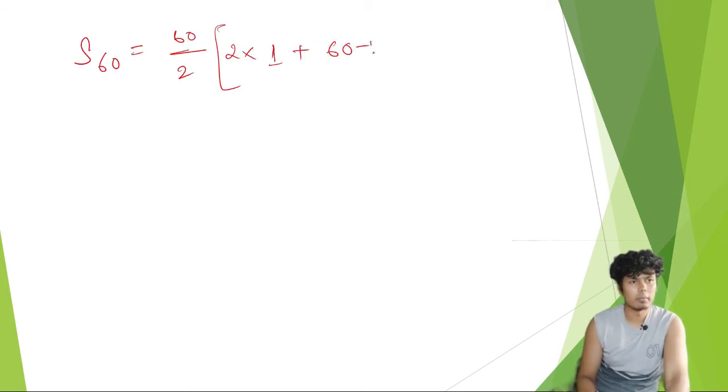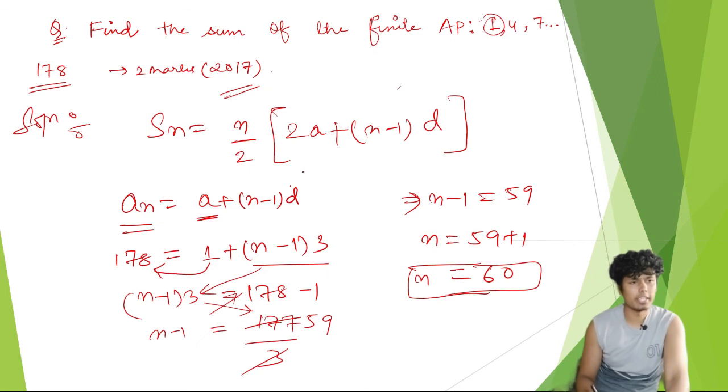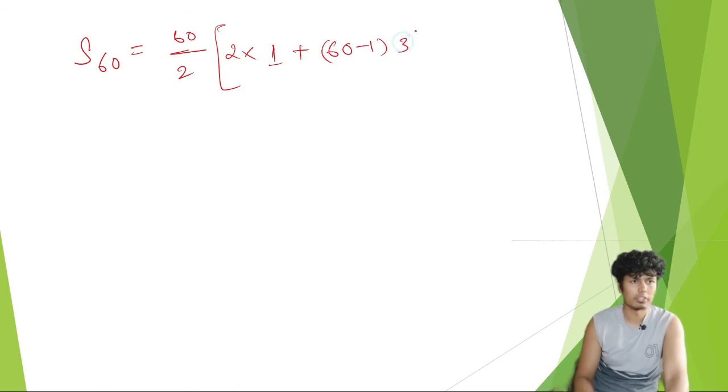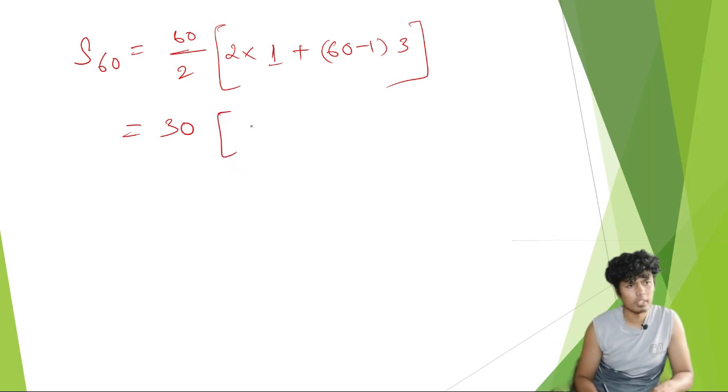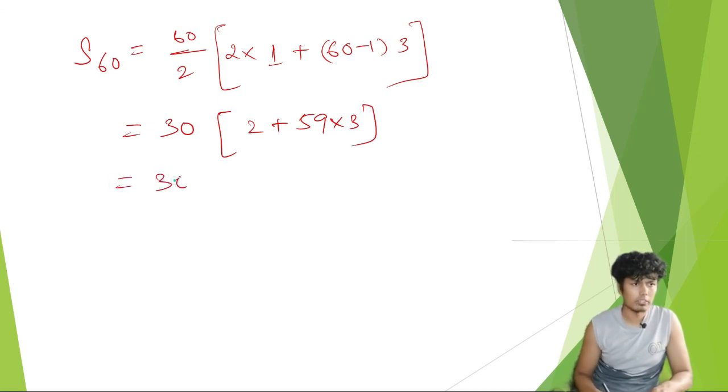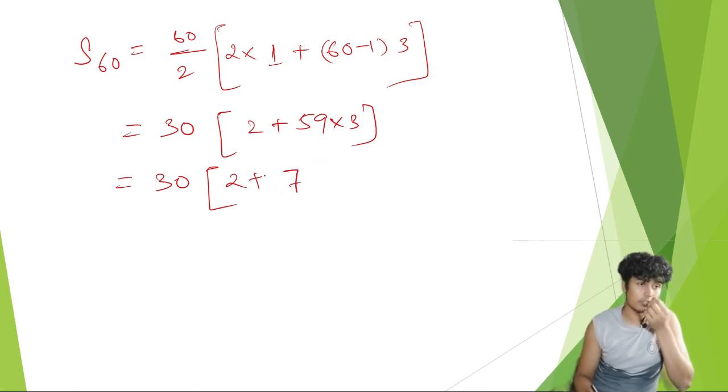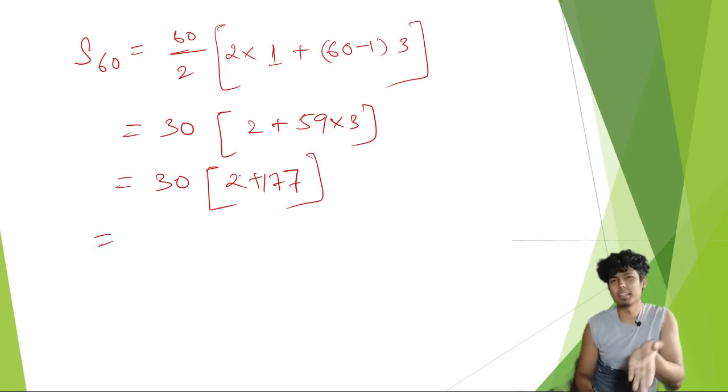So 60 minus 1, and d. What is d here? 4 minus 1, that is 3. So 60 divided by 2 is 30. 2 ones are 2, plus 60 minus 1, which is 59, into 3. Then 30 into (2 plus 177). 9 3s are 27, 5 3s are 15, 16, 17. The simple multiplication, you can do it.